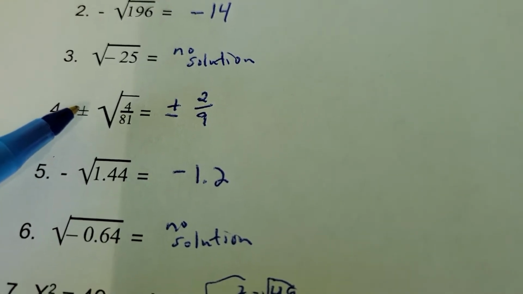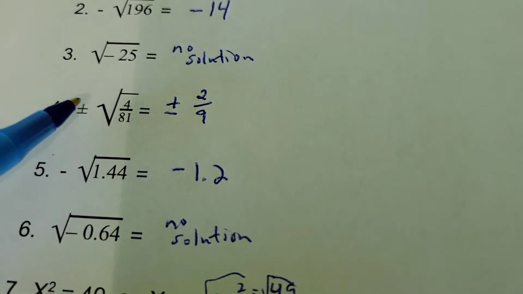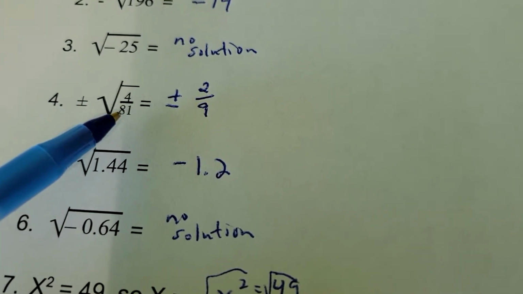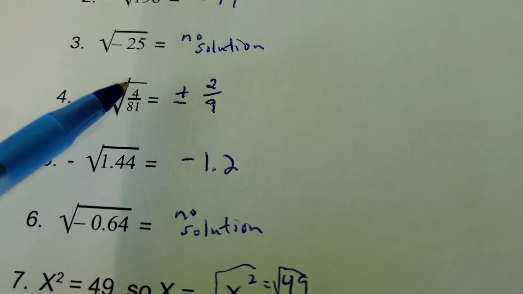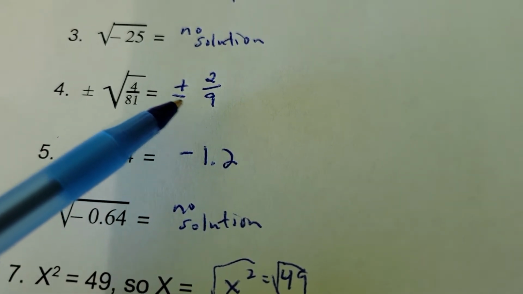Now sometimes you have these kind of problems, plus or minus. That's what that stands for, plus or minus, so positive or negative. The square root of 4 over 81. You might think that's kind of scary looking as a fraction. Well, just take the square root of the numerator and the square root of the denominator. Square root of 4, 2. Square root of 81, 9.